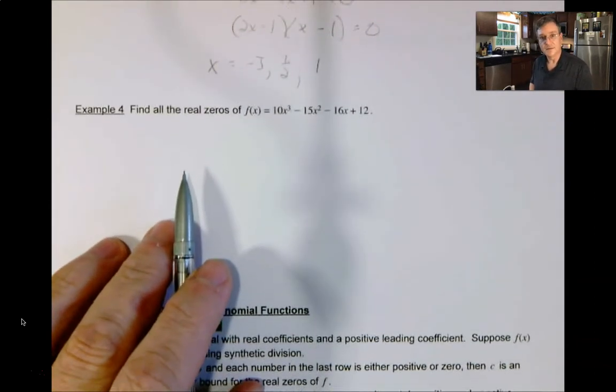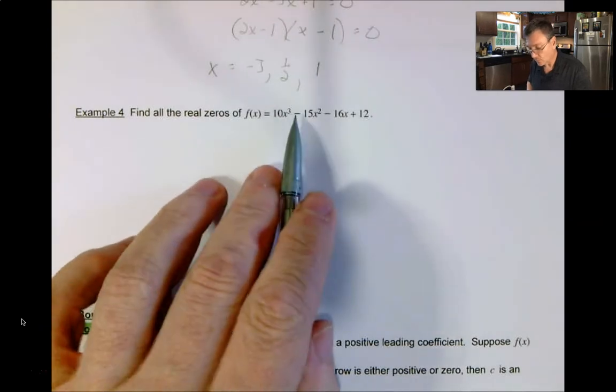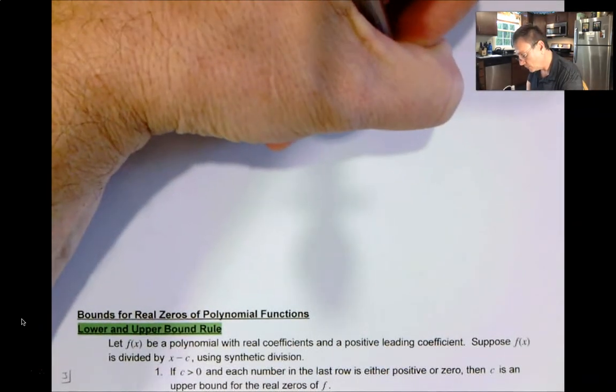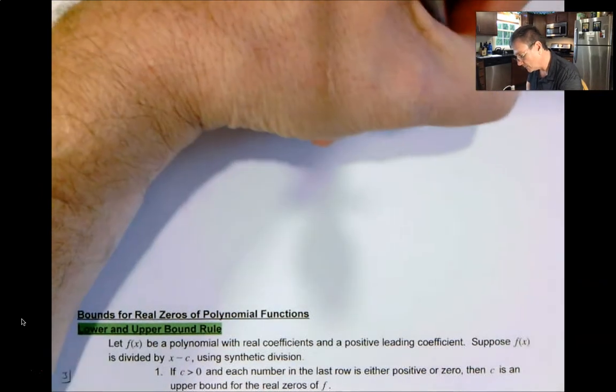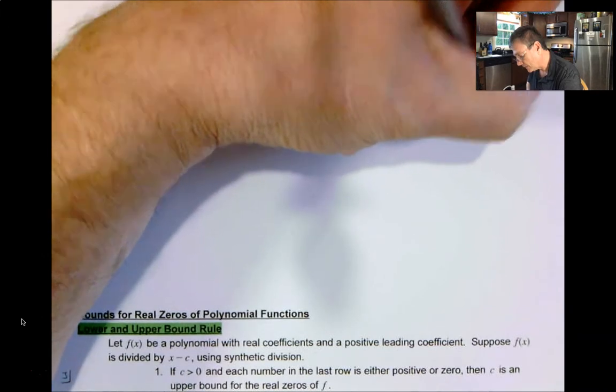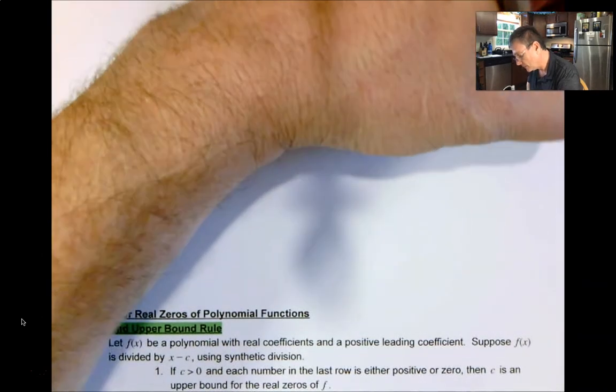Example 4, let's hit it with Descartes' rule of signs first. 1 change, 2 changes, 2 or 0 positive real zeros.